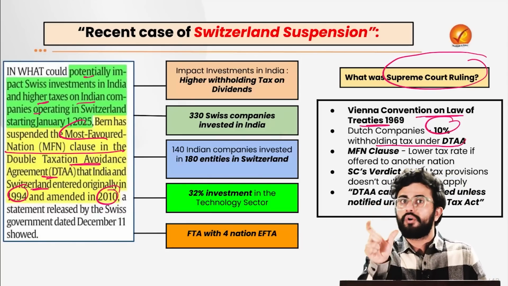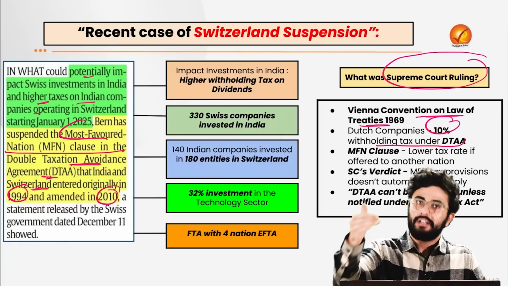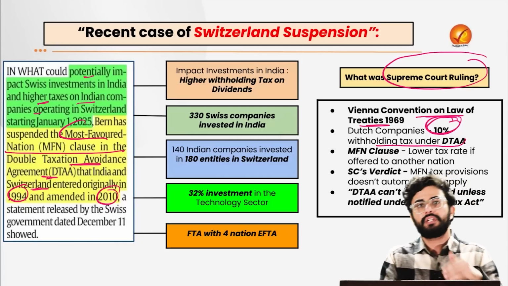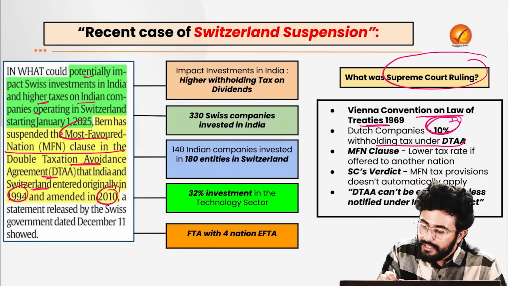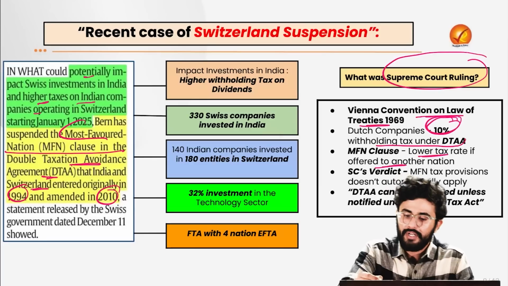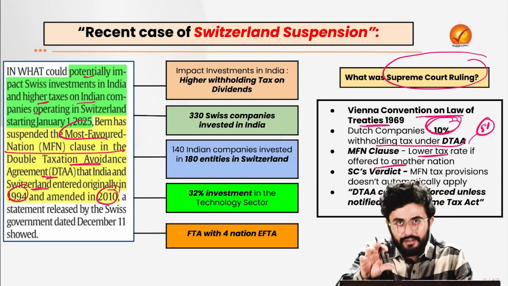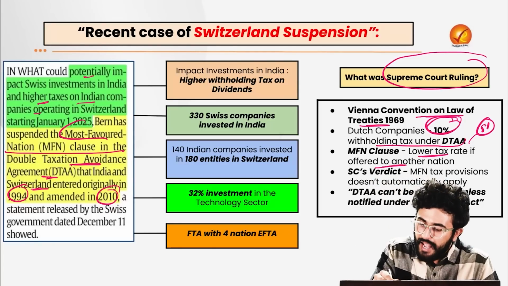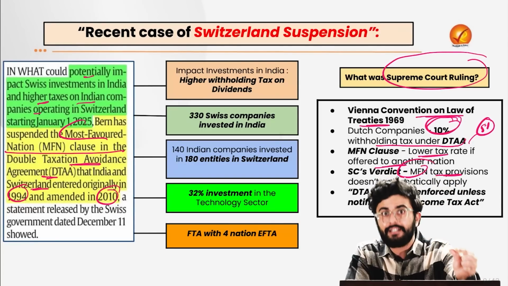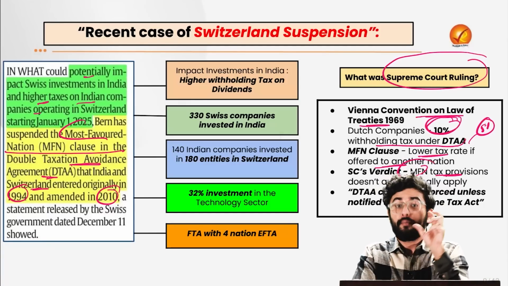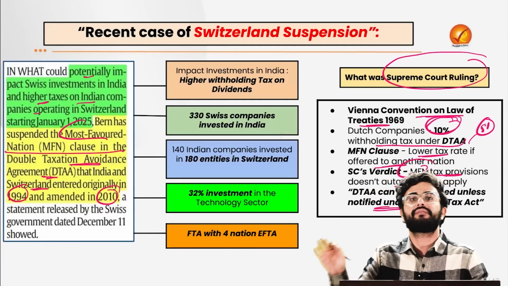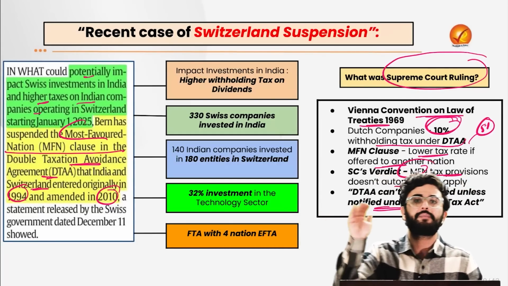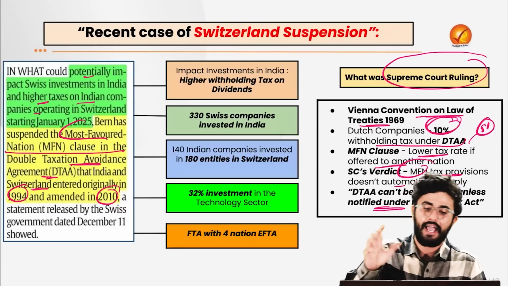On a similar basis, there is a withholding tax under the DTA. So if the company is paying a dividend, they are being charged on that. What percentage were they being charged? 10%. These Netherlands companies were arguing that under the MFN clause, there is a lower tax rate which is being offered to other nations. For example, there is a uniform 5% tax rate under the DTA with other countries. So why are we paying 10% in your country? The Supreme Court said that the MFN tax provision does not automatically apply to our taxation system because it cannot be enforced unless notified under the Income Tax Act. So the Netherlands companies or the foreign companies from Switzerland will have to keep on paying the 10% withholding tax under the double tax avoidance agreement.